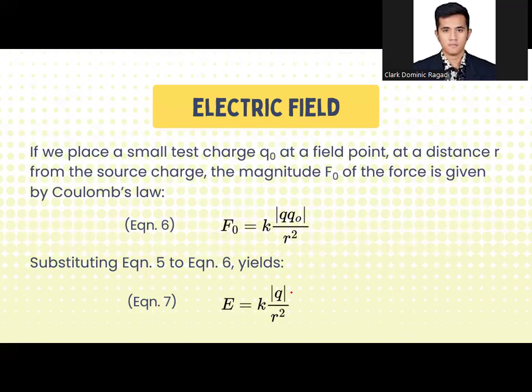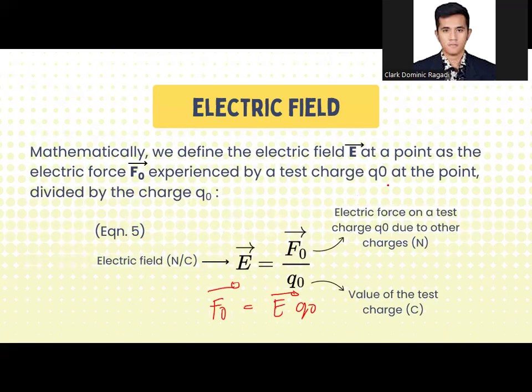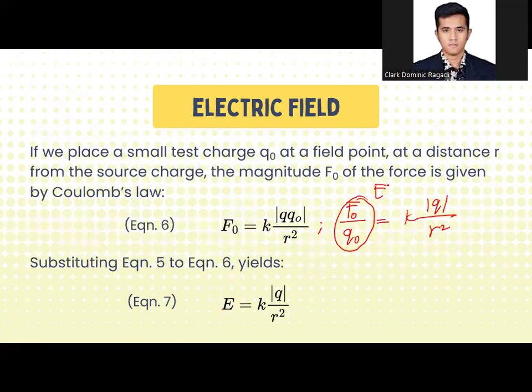So how did we derive that one? Let's transfer q_0 to the other side. So we have over q_0. That would result in k, absolute value of Q, over r squared. And we know this expression is equal to E, as mentioned here. That is why we have this formula. So electric field is equal to k times the absolute value of Q over r squared.